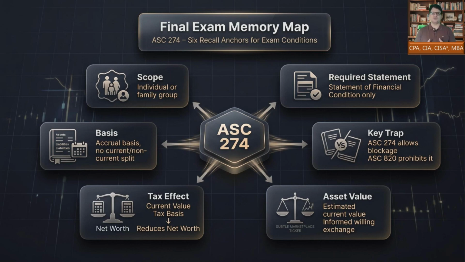This completes ASC 274. Next, we move to ASC 275, risks and uncertainties.